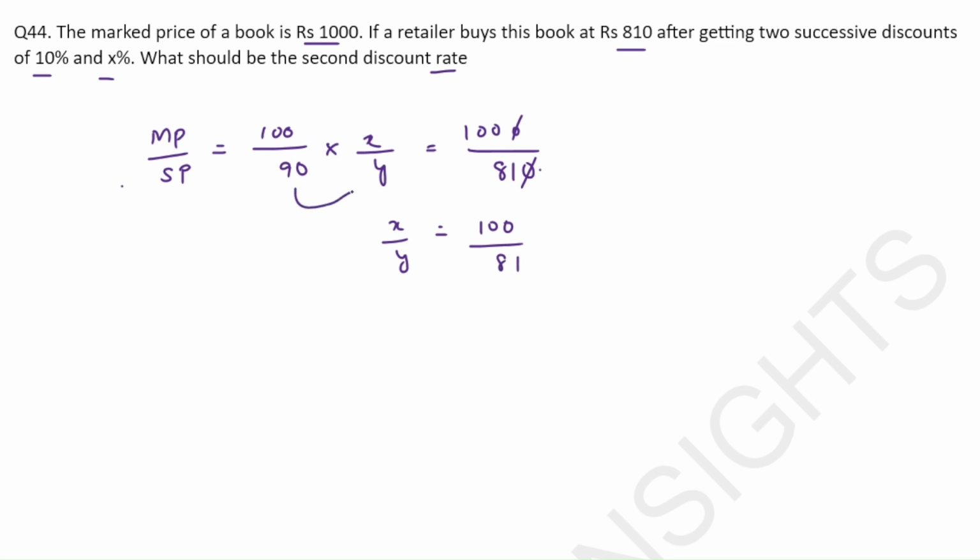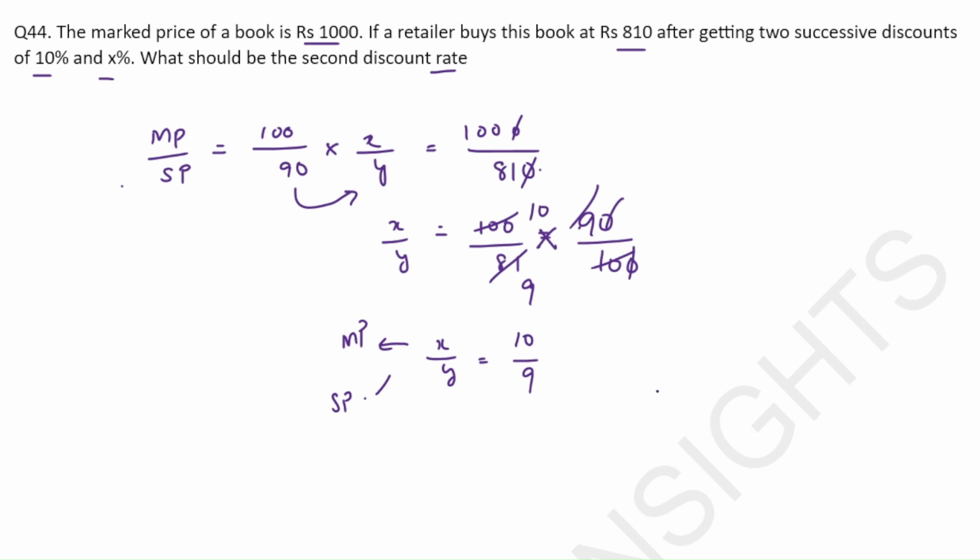Shift this one to the other side. So this will be into 90 by 100. So this 0, 0 can be cancelled. 9 9s are 81. 10 10s are 100. So X by Y is equal to 10 by 9. So we know that this one is MP and this one is SP. So we have to find the discount percent. So discount percent is how much? Difference of 10 and 9 is 1, right? So 1 divided by, always with respect to MP, into 100. 0, 0 cancel. So that means the discount is 10%.